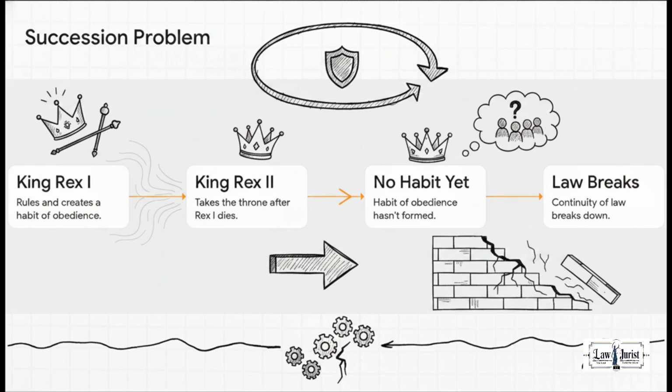Hart points out that this is, frankly, absurd. A legal system survives a change in leadership because there is a continuous rule of succession, not just some temporary habit of doing what you're told.